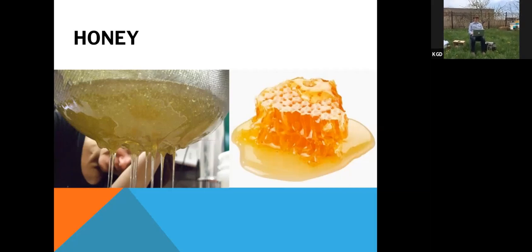So essentially, bees are creating honey for their primary food source, and it is something that can keep for a very long time. There are actually reports of honey being found in tombs in Egypt that is still technically viable. So honey is also antiseptic and antimicrobial.